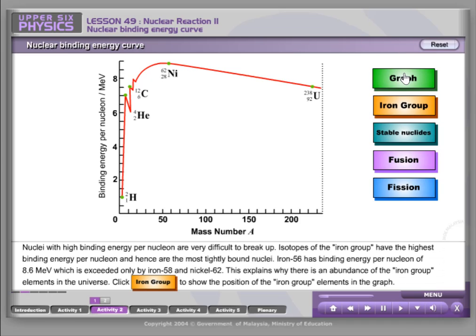Nuclei with high binding energy per nucleon are very difficult to break up. Isotopes of the iron group have the highest binding energy per nucleon and hence are the most tightly bound nuclei. Iron 56 has binding energy per nucleon of 8.6 MeV, which is exceeded only by iron 58 and nickel 62. This explains why there is an abundance of the iron group elements in the universe. Click the iron group button to show the position of the iron group elements in the graph.